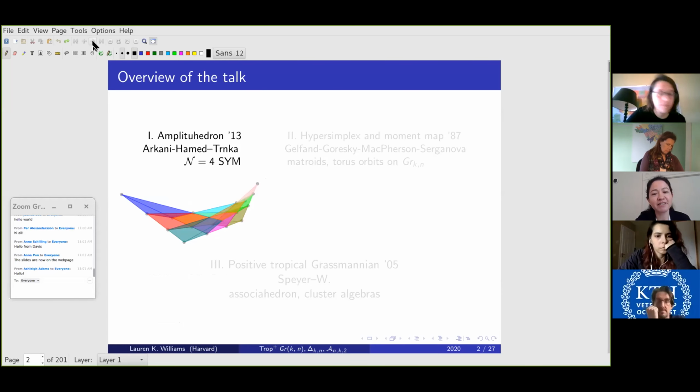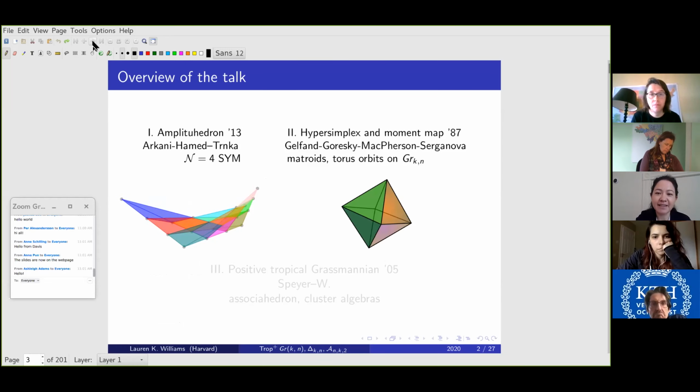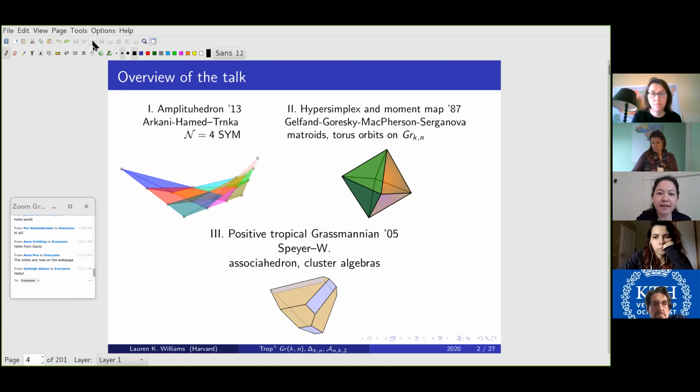Let me start by giving an overview of the talk. I want to discuss three different geometric objects. The first one is a very new one called the Amplitude Hedron, which was introduced in 2013 by physicists Arkani-Hamed and Trnka in the context of scattering amplitudes in N=4 super Yang-Mills. The second object is a more classical object: the hypersimplex and the moment map from the Grassmannian. This was developed around 1987 by Gelfand, Goresky, MacPherson, and Serganova. The third object is the positive tropical Grassmannian, which David Speyer and I introduced in a paper in 2005. This object has some connections to the associahedron and to cluster algebras. I want to describe some relations between these three objects.